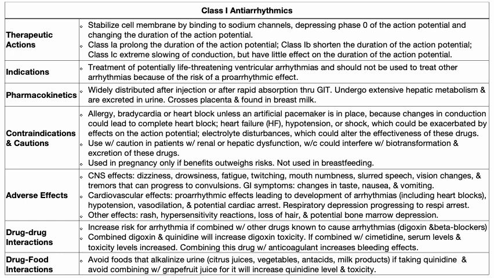I would just like to make mention that class 1A drugs depress phase 0 of the action potential and prolong the duration of the action potential. Class 1B drugs depress phase 0 somewhat and actually shorten the duration of the action potential. Class 1C drugs markedly depress phase 0 with a resultant extreme slowing of conduction but have little effect on the duration of the action potential.